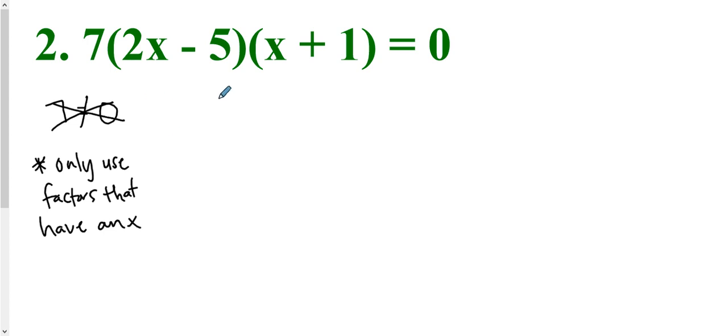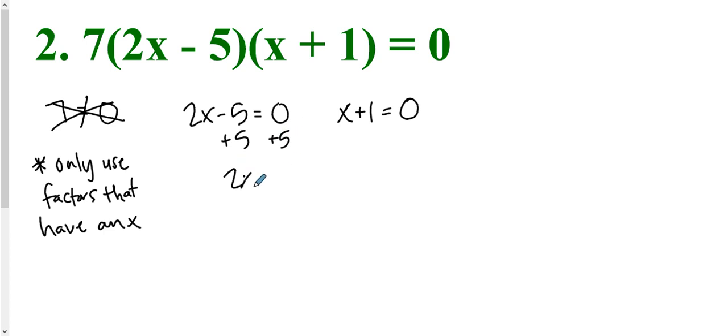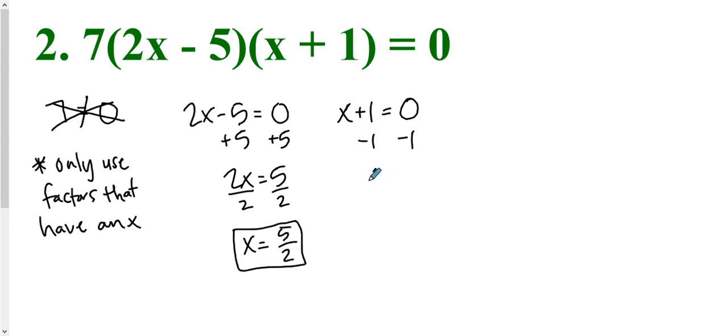We're going to move on to our next set, which is 2x minus 5, set that equal to 0, and then x plus 1, and set that equal to 0. I'm going to go ahead and solve these two. This middle one to solve, I'm going to add 5. So I have 2x equals 5. And then I divide both sides by 2. And x equals 5 over 2. The last piece, I'm going to subtract 1.